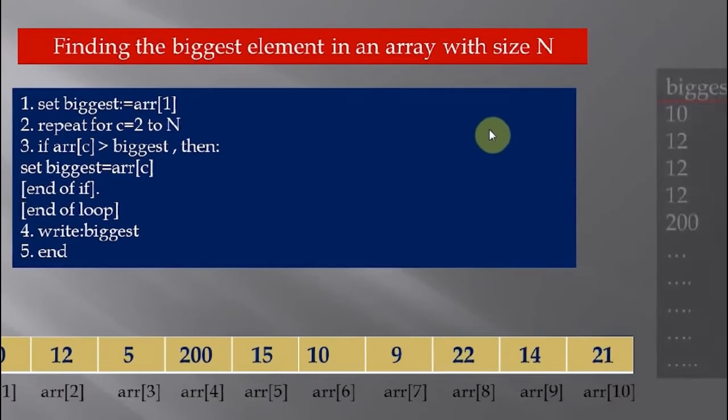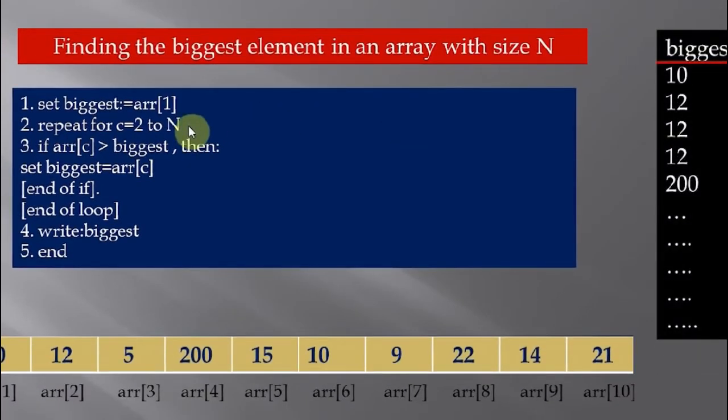Right. So in this example, I am going to use a repeat for loop. What you are seeing is an array, and the name of the array is ar. The value of ar1 is 10, that of ar2 is 12, ar3 is 5, and so on. Now our purpose is to find the biggest element in this array.